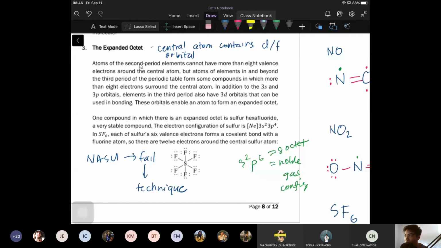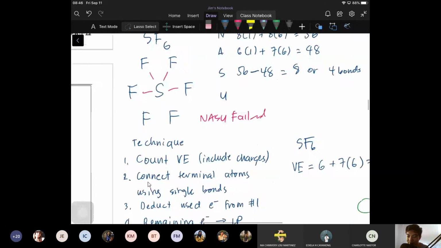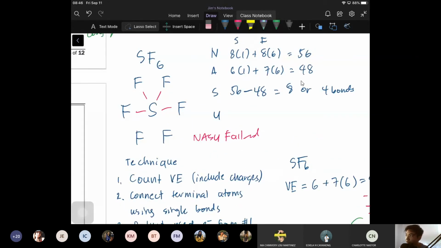So, how will you draw the structures? First, follow the octet rule, because maybe the octet will work. But if the octet rule fails, you use our technique. For example, the octet rule failed here because there are only 4 bonds, but 6 are needed.